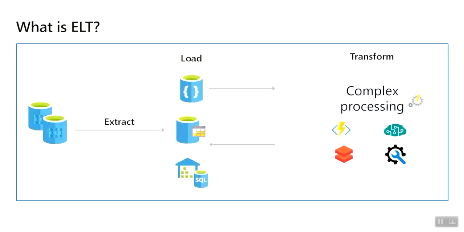Because with ETL, we can filter the data before it's stored, which is good for data privacy and compliance, as we can remove any sensitive data before we store it. However, with ELT, we can't do that because we load the data before we transform it and process it.